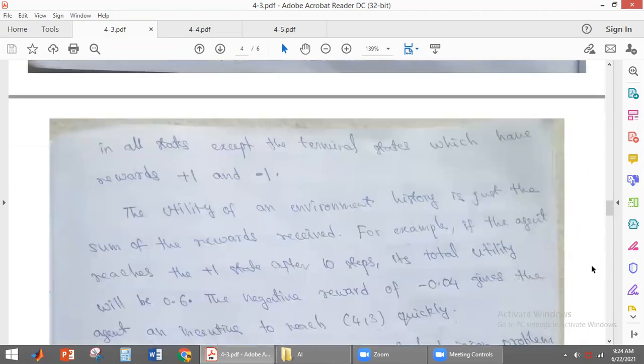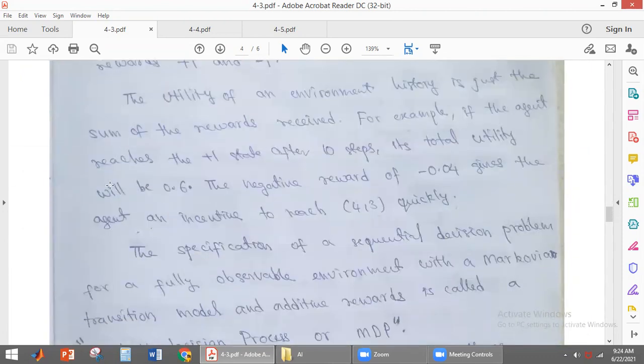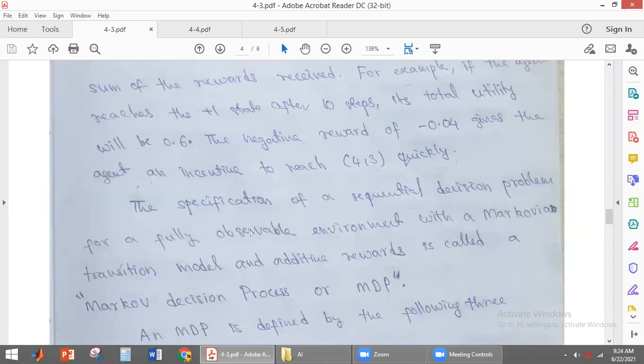And what is additive reward? Whenever it is reaching the terminal state, how many steps is it taking to reach the terminal state? Here we will be adding the reward that it receives for moving from one state to the other state, until finally it reaches the terminal state. So how many steps is it taking? What is the reward of each state? Everything will be added here. That is why it is called additive rewards. So the sequential decision problem with a Markov transition model and additive rewards is called a Markov decision process.